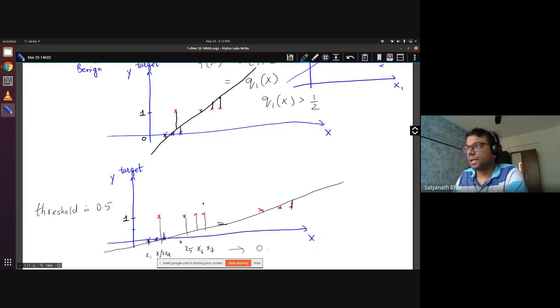On the x-axis, I am plotting the tumor sizes. On the y-axis, I am plotting if it is a benign or a malignant thing. All benign tumors are indicated in blue, and they are going to lie along the x-axis because the target for that is 0. All malignant tumors are indicated in red, and they are going to lie in the line corresponding to y equal to 1. So these are your training samples.